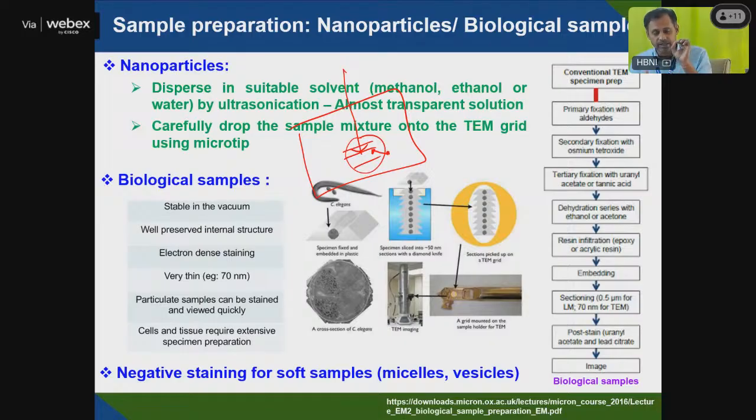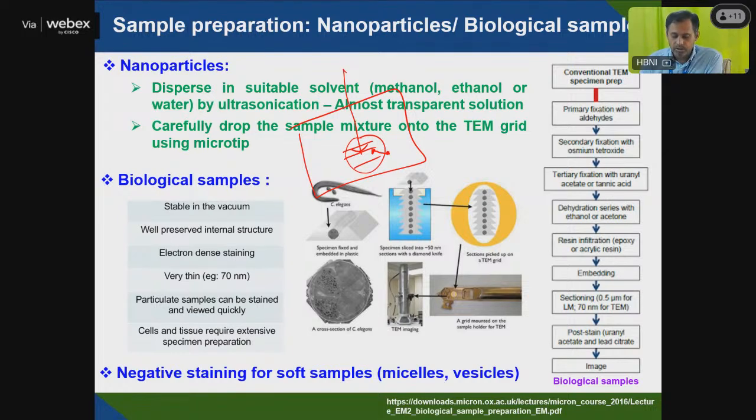If it's a reddish color sample, slightly translucent reddish will be fine. If the color is too strong, it is highly concentrated, then your particles will be aggregated. Instead of getting a good image, you will get a cluster. You will not be able to identify each nanoparticle. The sample preparation is very, very important in case of TEM.